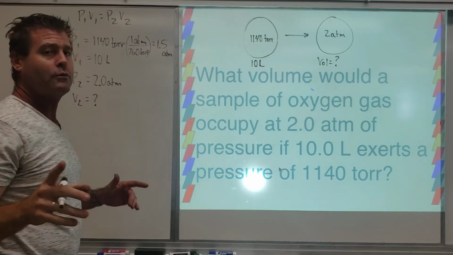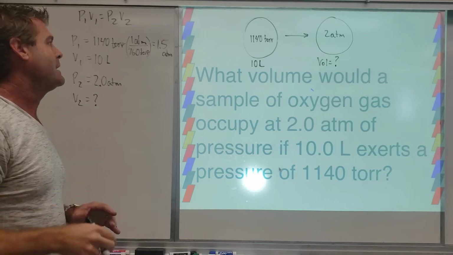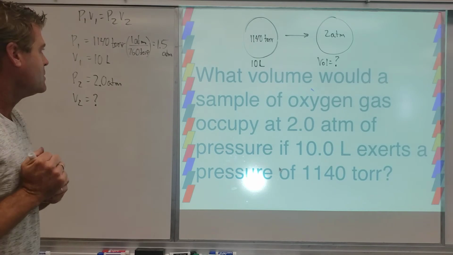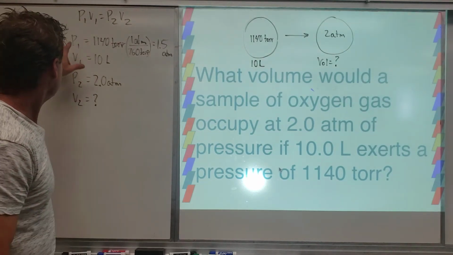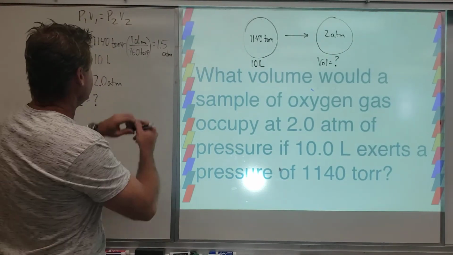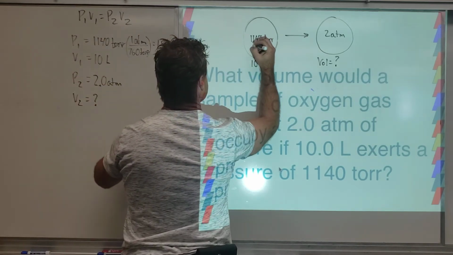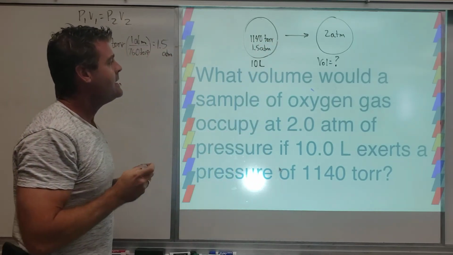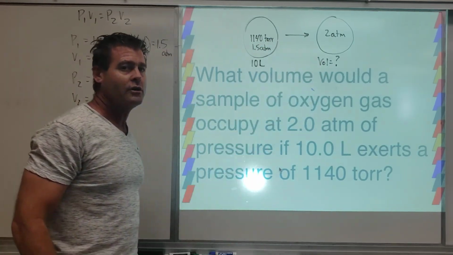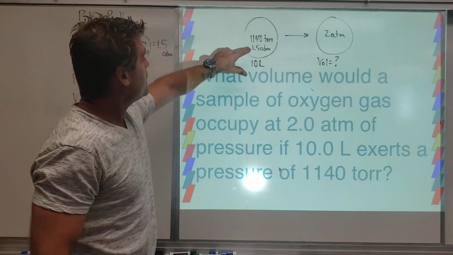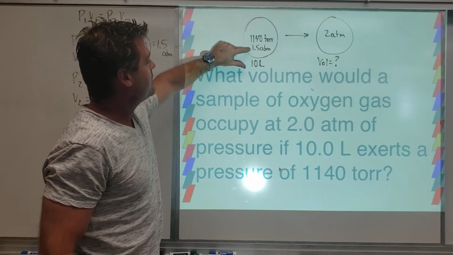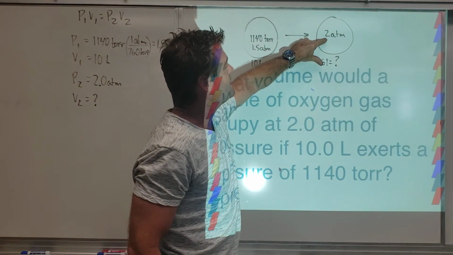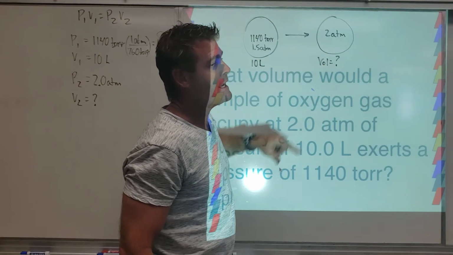One last thing before you plug it in: I would like you to start to get in the habit of making a prediction before you actually punch in your numbers. If you think about it, 1,140 torr is actually the same thing as 1.5 ATM. There's something you should be able to predict about the new volume. When it's in a 10-liter container, it's exerting a pressure of 1.5 atmospheres. What if now the gas is exerting 2 atmospheres of pressure? What do you think you could say about the volume?